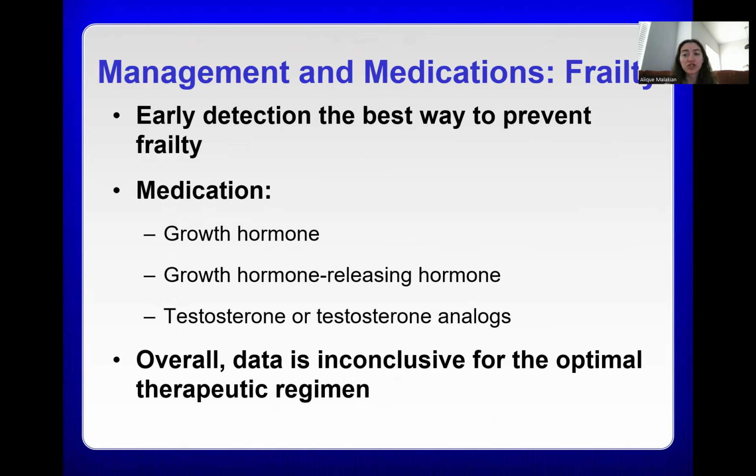There is medication that they take, but the book doesn't go too much into detail for this. So it just mentions that they can take growth hormone releasing hormone, or testosterone slash testosterone analogs. So that's mainly what they take to manage this. Also, data is inconclusive for the optimal therapeutic regimen for people who have frailty. So yeah, not much is known about it, unfortunately. And hopefully more research comes out.